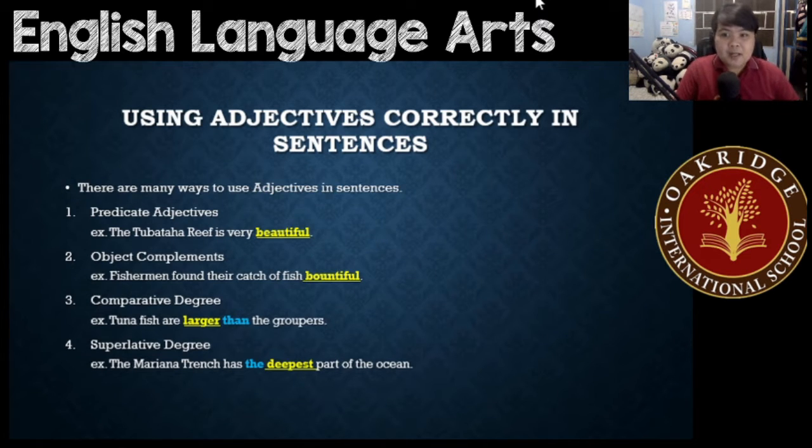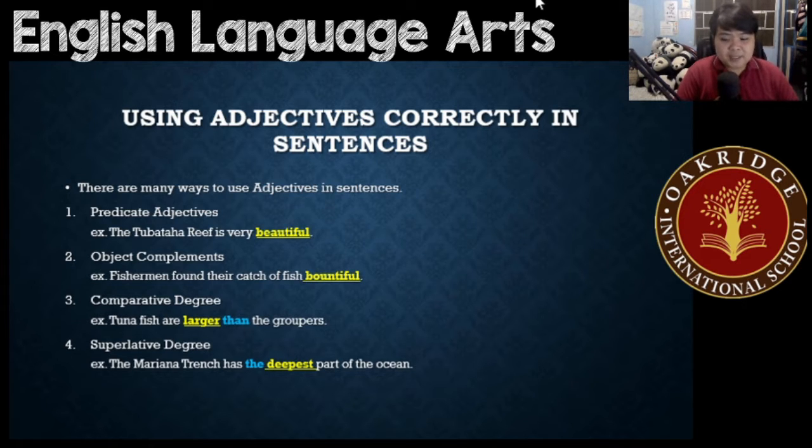For example, you have predicate adjectives. These are adjectives found in the predicate area, and usually they come after a linking verb. For example, the Tubbataha Reef is very beautiful. Very there is just an adverb of degree, but the main thing there is beautiful. That is your adjective.